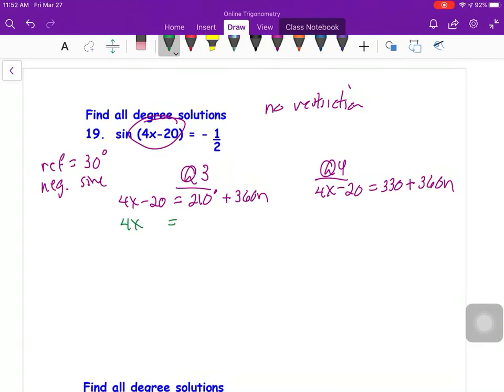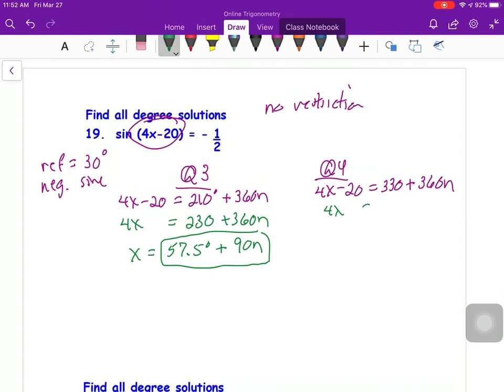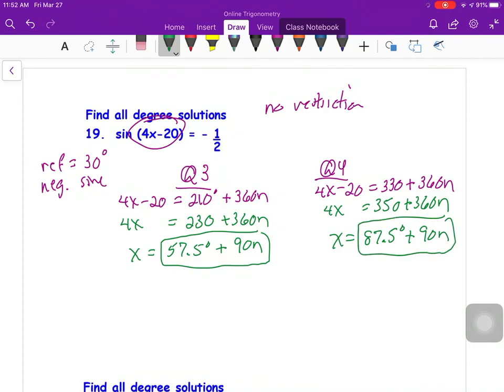We have to finish solving for x, so we'll add 20. We would add the 20 to the 210, we get 230. Then we divide by 4. 230 divided by 4, 57.5. 360 divided by 4, 90. That's my quadrant 3 answers. Adding 20 over here, 4x equals 350 plus 360n. Dividing everything by 4, 350 divided by 4, 87.5 plus 90n.